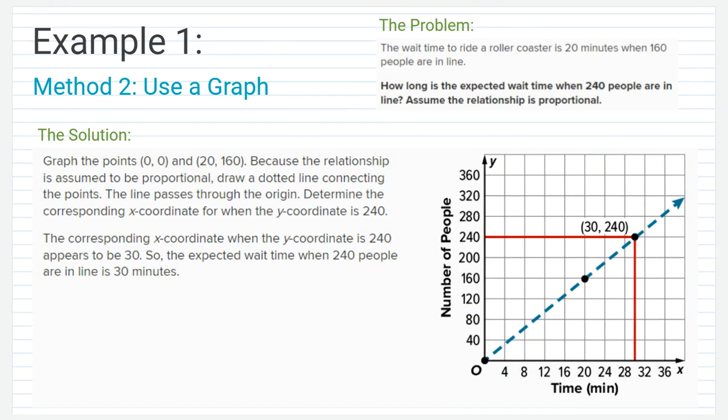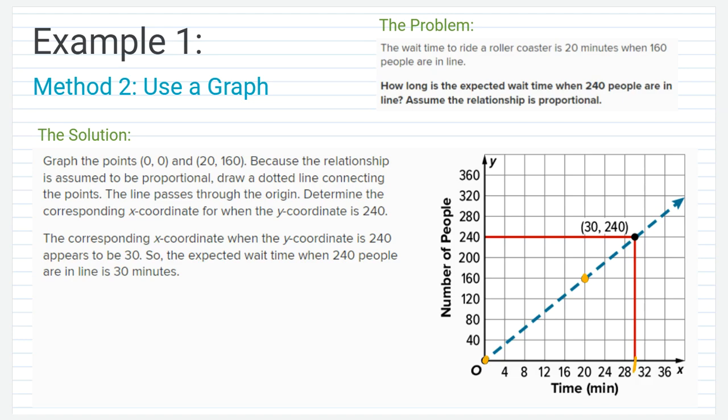Basically, you would create this on quadrant 1 of our coordinate plane. And so what they did was they plotted (0, 0), because they said to assume the relationship is proportional. So we know it's going to go through (0, 0). And then they plotted the point (20, 160), right? So there's 20 minutes for 160 people. They drew a nice straight line through that, and then they were able to piece together that at 30, there is the 240 people. So 30 minutes for 240 people.